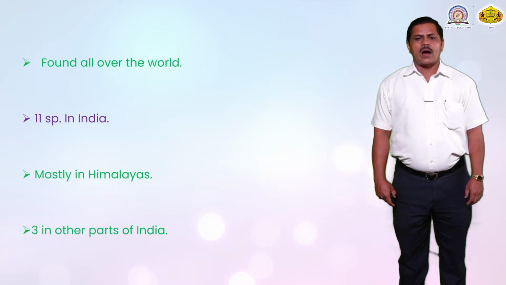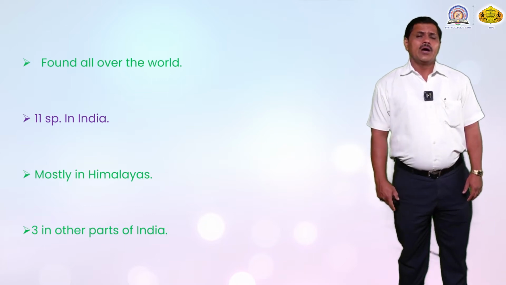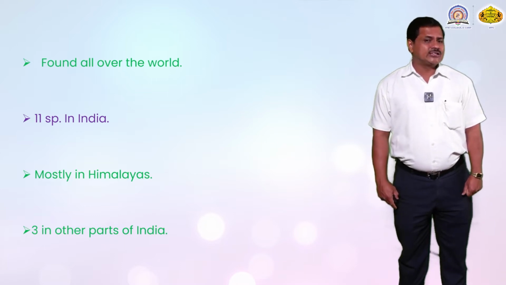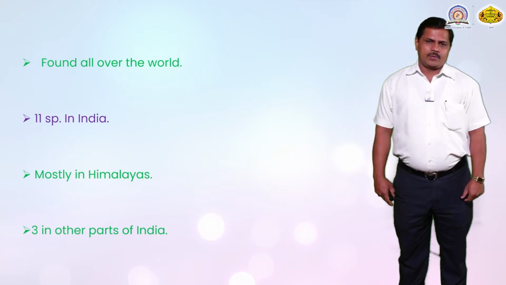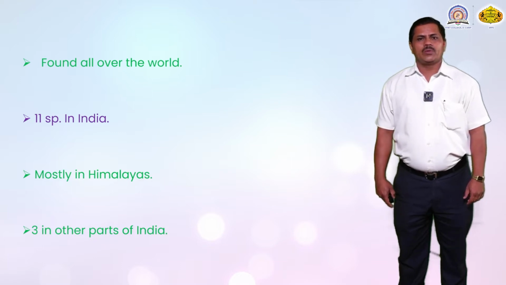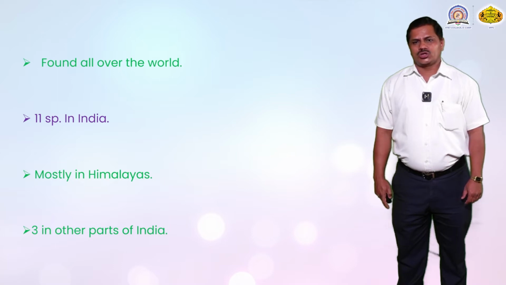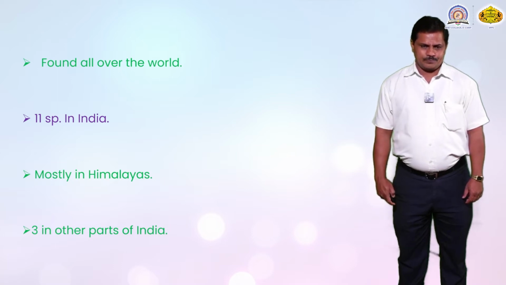Three in other parts of India. Three species of Marchantia are distributed in other parts, such as Maharashtra, Madhya Pradesh, UP, Bihar, and in those locations they occur.